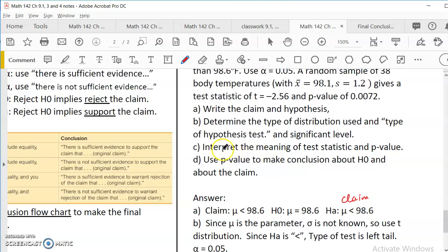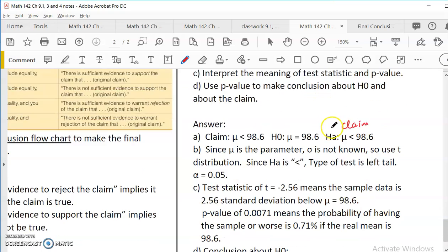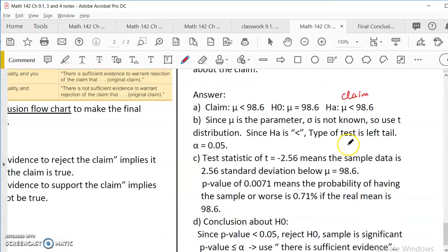The third part is to interpret the meaning of the test statistic and p-value that they calculated for you. You have two numbers given. t is negative 2.56. This just means, where is your sample? Your sample is 2.56 tick marks below the 98.6 of your assumption. The p-value is 0.0072. That means there is a less than 1% chance, as a matter of fact 0.72%, that you will observe this sample, or worse, if the mean is actually 98.6.